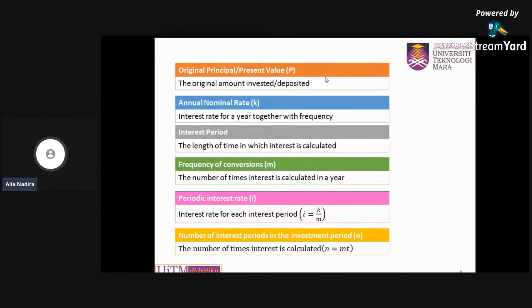Okay, so here we have a few terms in compound interest. Okay, we have original principal P, the original amount invested or deposited. We have annual nominal rate K, which is the interest rate for a year together with frequency. We have interest period, which is the length of time for which interest is calculated. Frequency of conversion, M, the number of times interest is calculated. Periodic interest rate, I, where the formula for I is K over M.